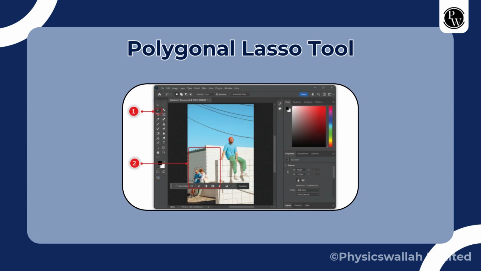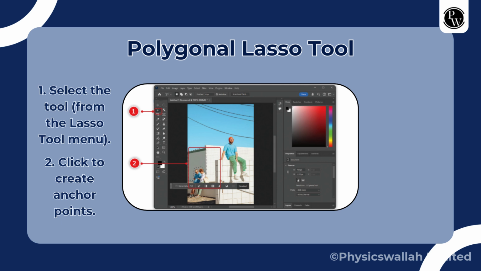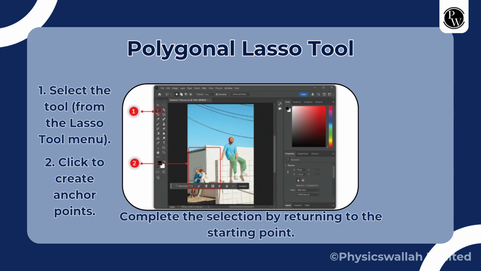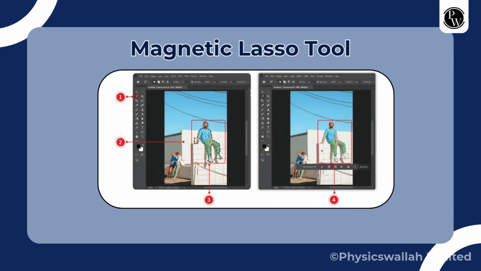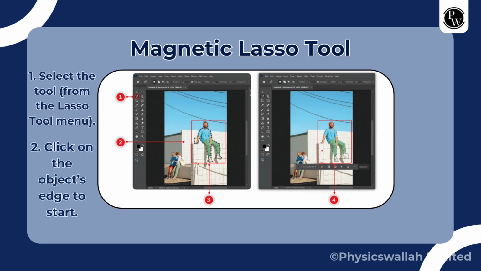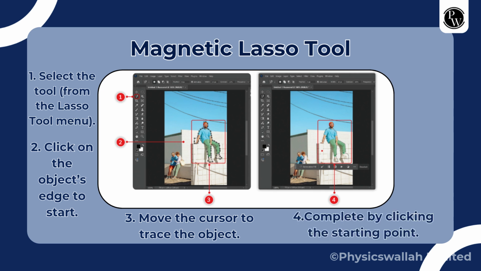Polygonal Lasso tool. Select the tool from the Lasso tool menu. Click to create anchor points along the edges. Complete the selection by returning to the starting point. Magnetic Lasso tool. Select the tool from the Lasso tool menu. Click on the object's edge to start. Move the cursor to trace the object, letting the tool snap to the edges. Complete by clicking the starting point.